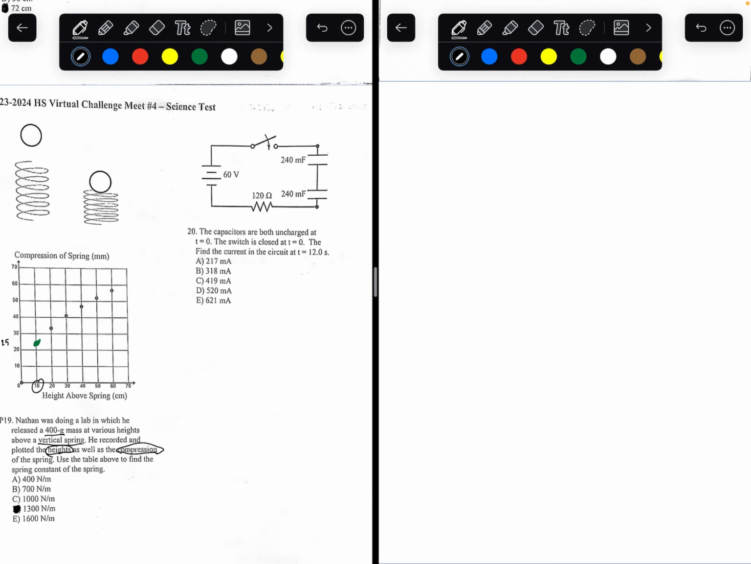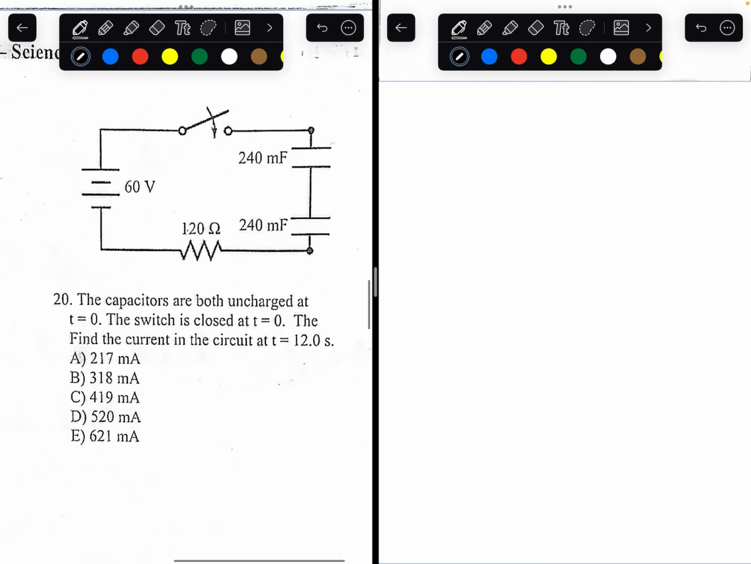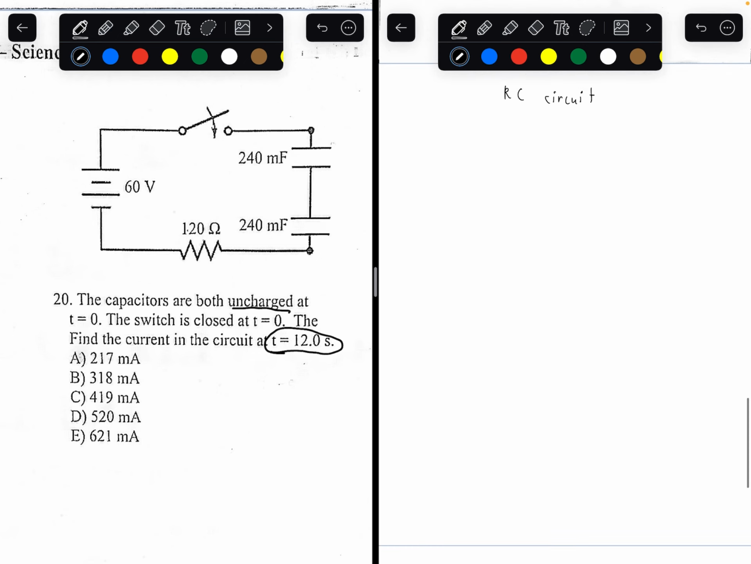Number 20. The capacitors are both uncharged at t equals 0. The switch is closed at t equals 0. Find the current in the circuit at t equals 12. So we know this is an RC circuit. An RC circuit is a circuit that has a resistor and capacitors. To diagram the circuit, we want to first make these two capacitors one capacitor. Just like with resistors, we want to find the total capacitance.